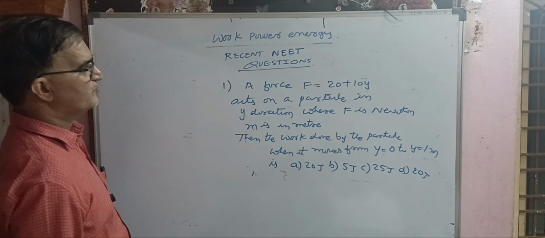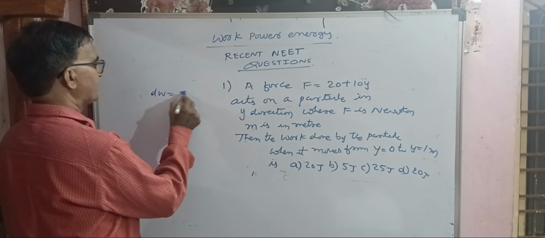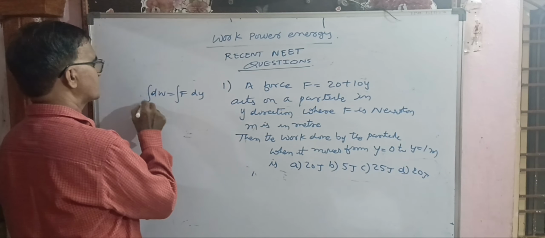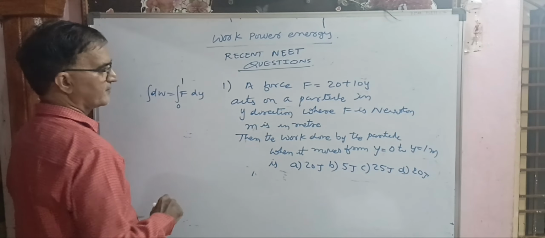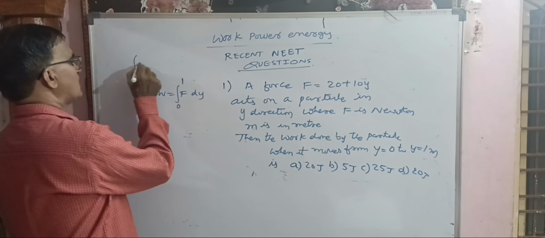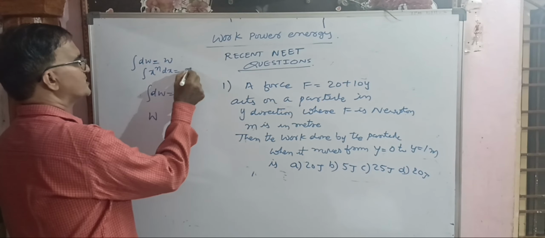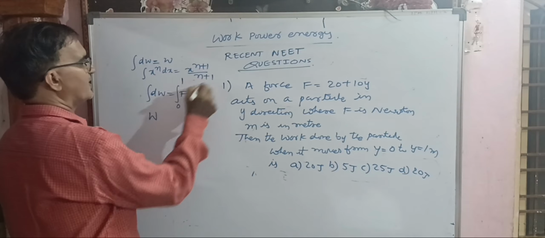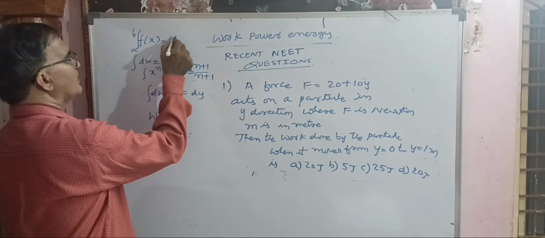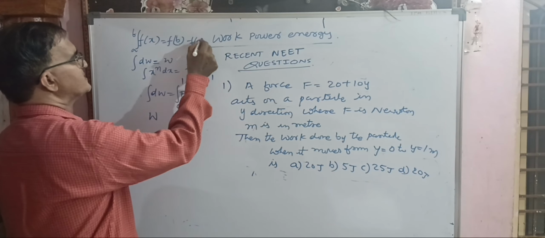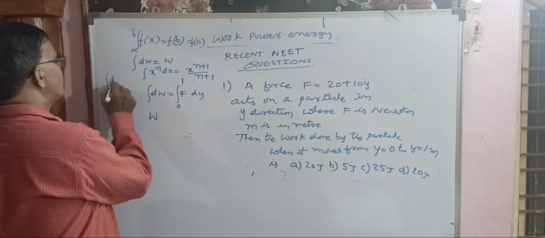Now it is a force changing with displacement, a variable force. Here dW is equal to F dy. To use integration formulas, the limits are 0 to 1 meter. Integration of dW is W. Some small formulas here: the integral of x to the power n is x to the power n plus 1 by n plus 1. And for the integral of f(x) from a to b, it is f(b) minus f(a), upper limit minus lower limit. So we use these three formulas.